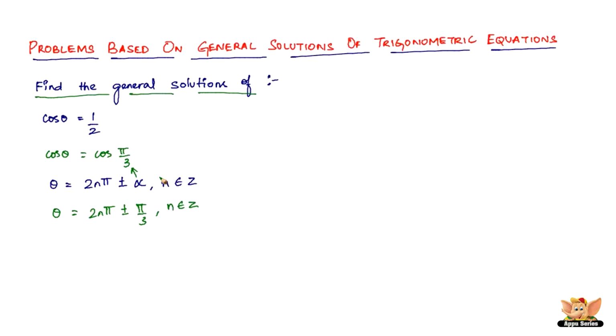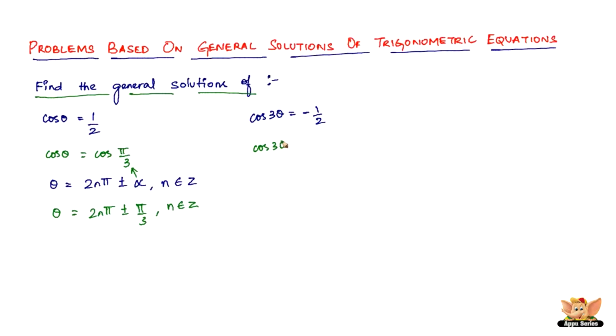Let's quickly solve another problem. So we've got another problem here which is like this. Cos 3 theta equals minus 1 by 2. That is nothing but find the general solution of cos 3 theta equal to minus 1 by 2. Alright, so let's solve this one.